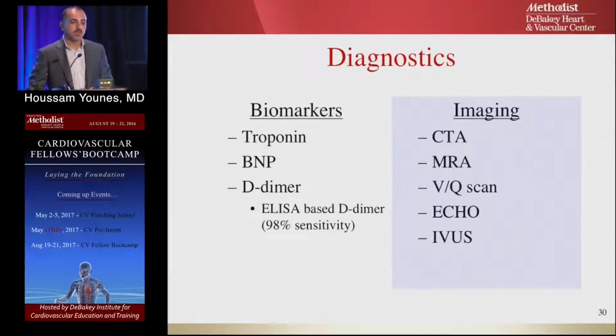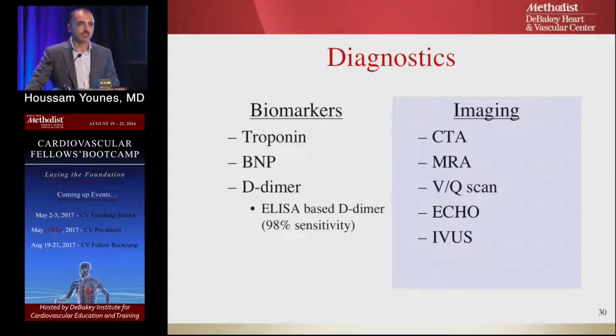Biomarkers, if you look at the biomarkers, they all show heart strain. I'll talk a little bit about that during the treatment of PE. Increased troponin, the heart is under stress. BNP, stretched atrium. D-dimer, as we talked, is very sensitive but not specific. Imaging, gold standard is CTA.